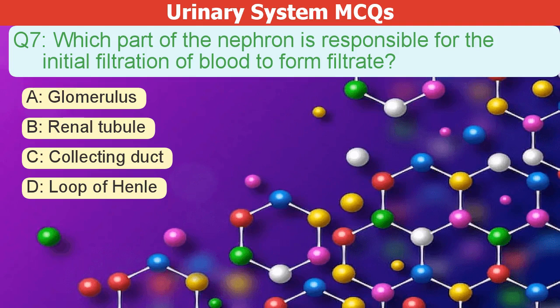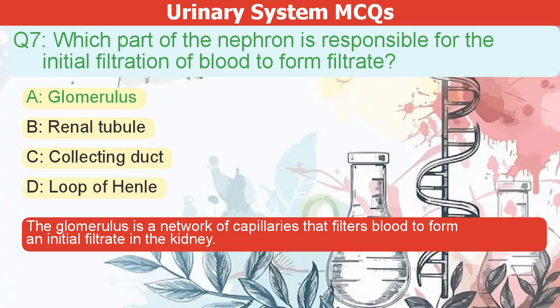Which part of the nephron is responsible for the initial filtration of blood to form filtrate? A. Glomerulus. B. Renal tubule. C. Collecting duct. D. Loop of Henle. The correct answer is A. The glomerulus is a network of capillaries that filters blood to form an initial filtrate in the kidney.